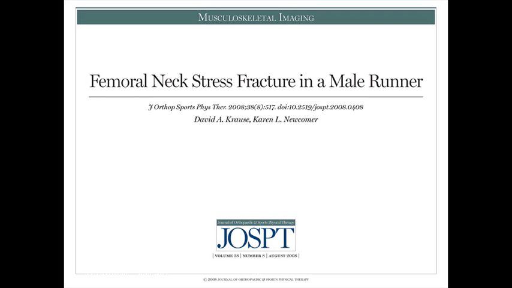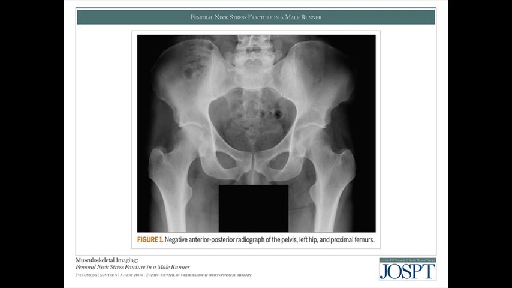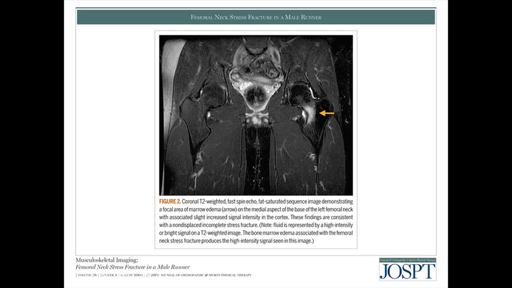Here's a JOSPT report in 2008 of a femoral neck stress fracture in a male runner. Negative anterior-posterior x-rays originally. So the first x-rays were negative, and he had pain in the groin area. But then an MRI shows increased signal intensity, where you can see the yellow arrow in the area of the femoral neck. And as it mentions, fluids represented by a high intensity or bright signal on this type of MRI image. You'll get more information on MRIs a bit later, but you can see the increased intensity of that signal.